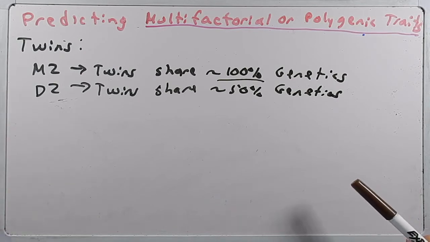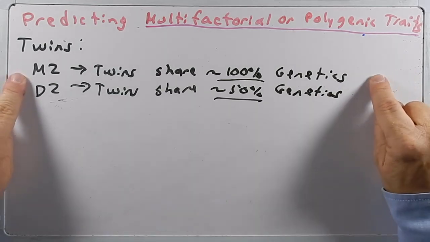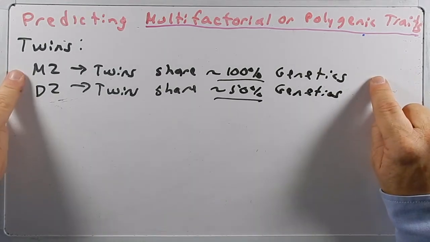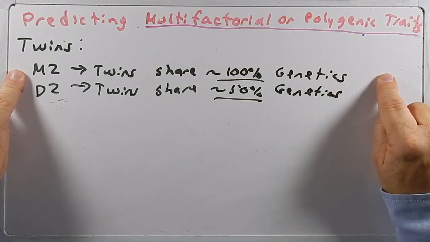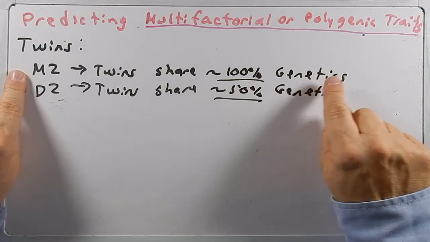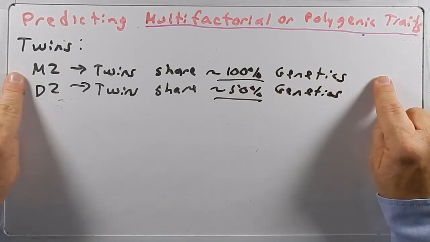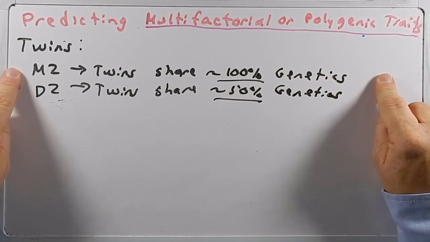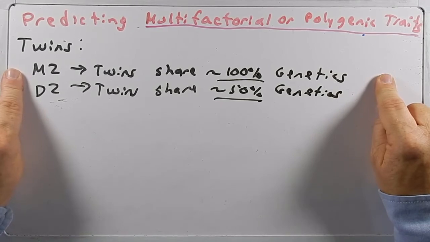However, at the genetic level, they're 50% similar like any other sibling would be. It's reasonable to predict that when one monozygotic twin has a trait, then the other twin should also have that trait because they share 100% genetics. And anytime you deviate from that, it likely suggests an environmental component.